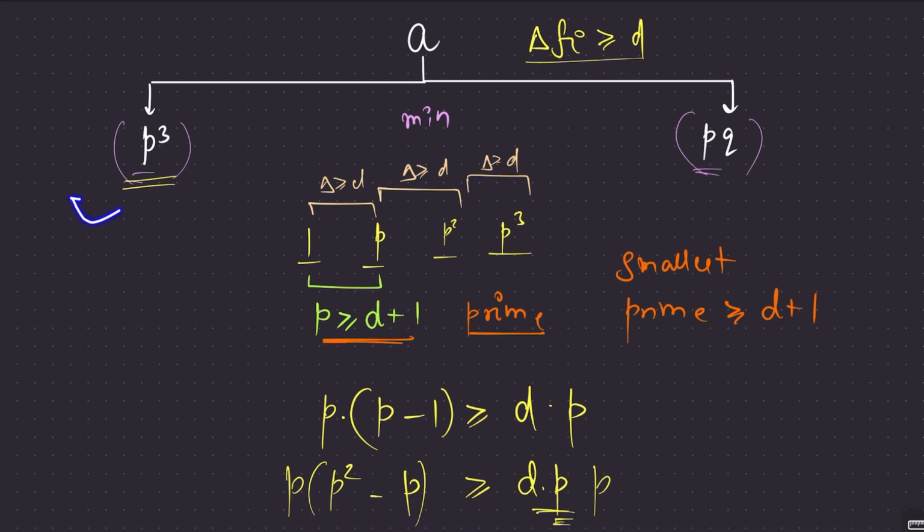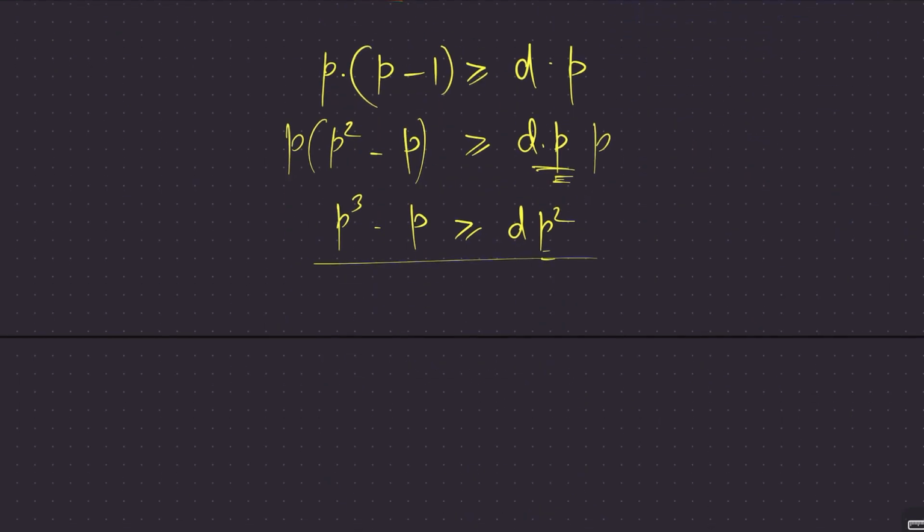So for this case, you just have to find the smallest prime greater than or equal to d plus 1. Now let's just consider the PQ case. What happens when a is of the type p into q? What are the factors here? The factors are 1, p, q, and pq.